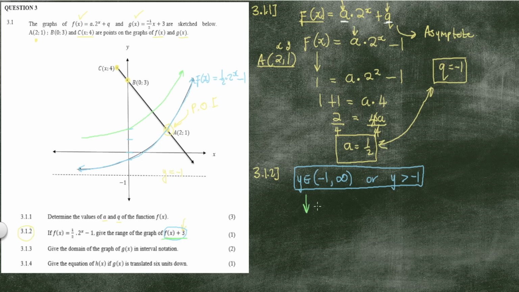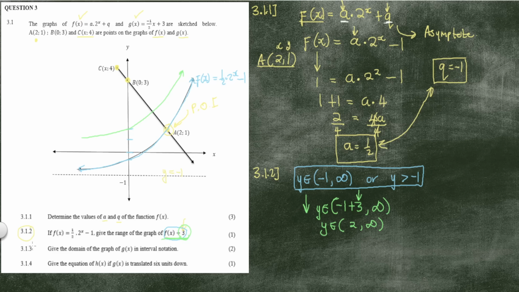So the answer for this question is going to be y element of negative 1 plus 3. y element of, this is the final answer, a plus 2. This is the new range. So the added 3 to the function, we also added to the range to get the new range.